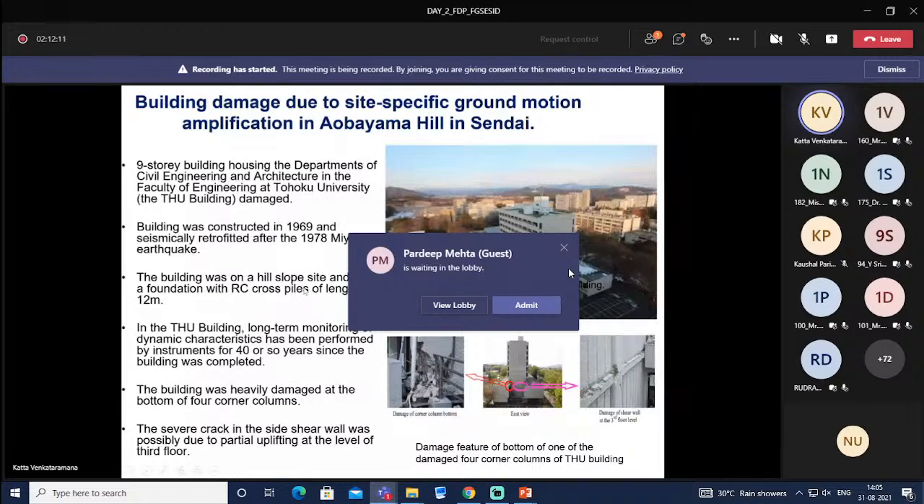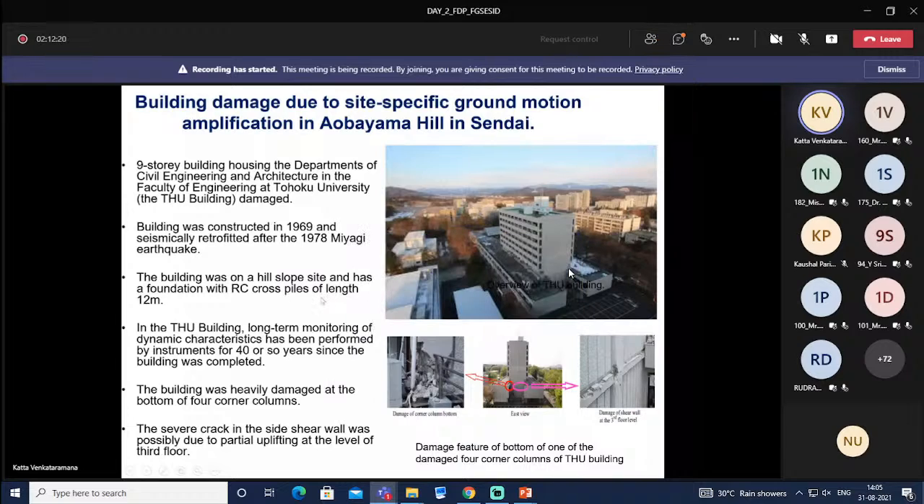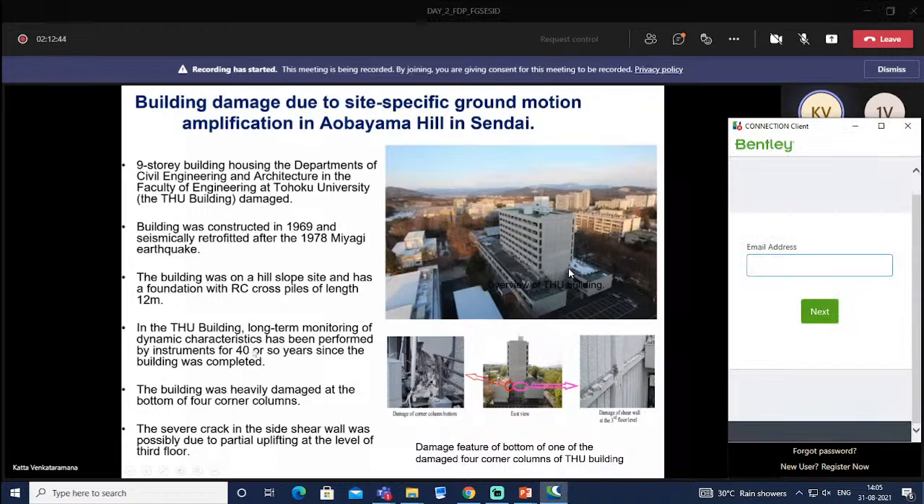The building was on a hill slope site and has a foundation with reinforced concrete cross piles; RC piles of 12 meters length were provided. In this building, long-term monitoring of dynamic characteristics has been performed by instruments for 40 plus years since the building was completed in 1969. And this building was heavily damaged at the bottom of the 4 corner columns.